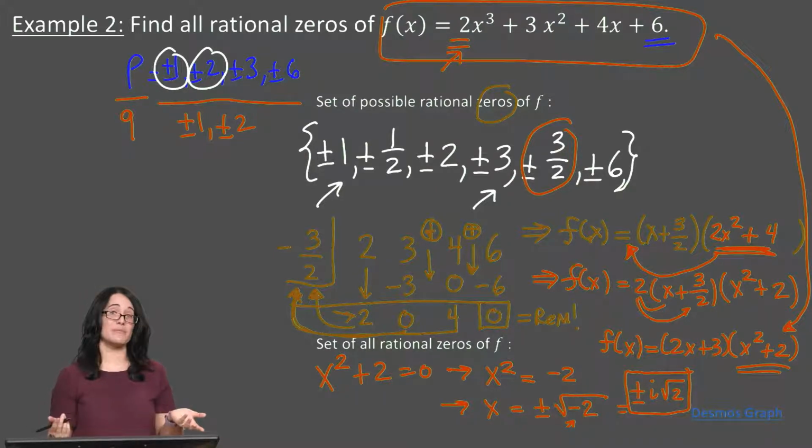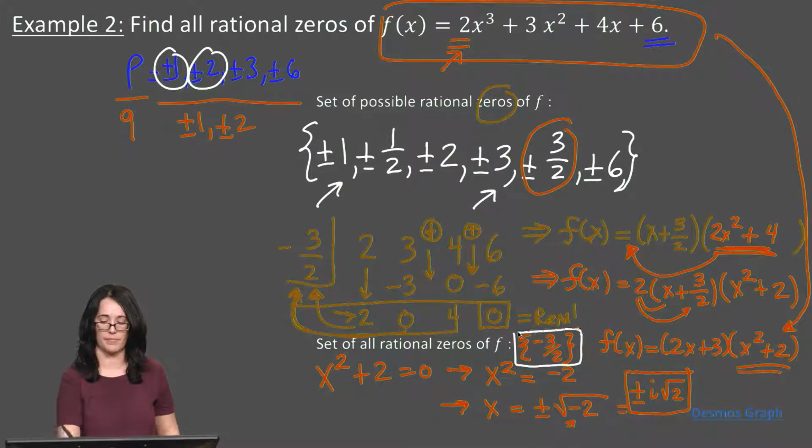But since they only asked me for rational zeros, it turns out that we've exhausted our rational zeros. There's only one of them, and it is -3/2. So our solution set would simply be -3/2 inside braces. That would be our final answer for this type of problem.